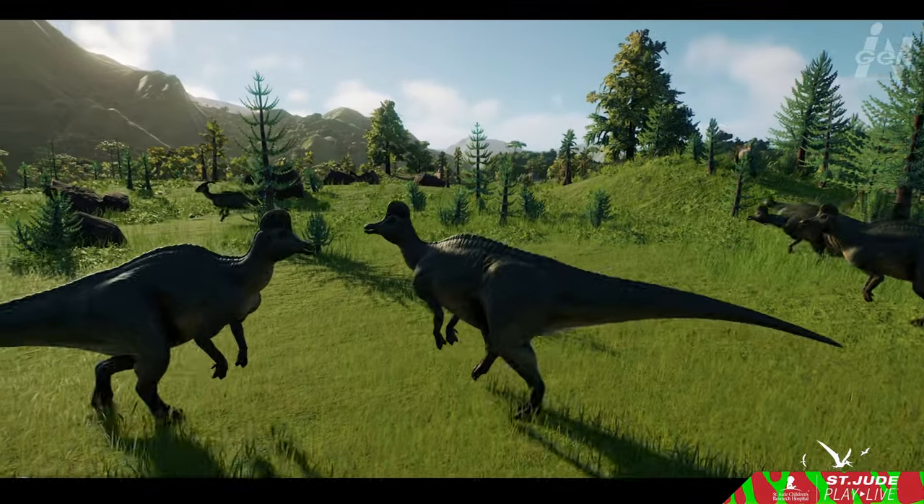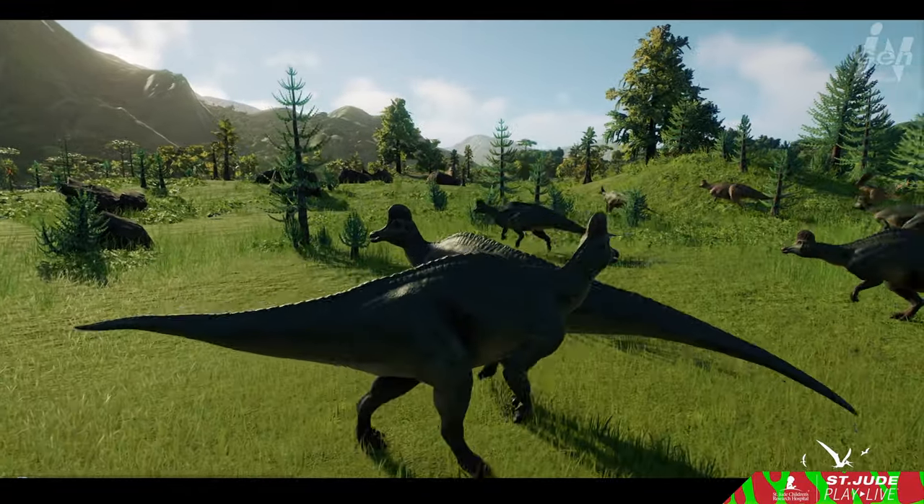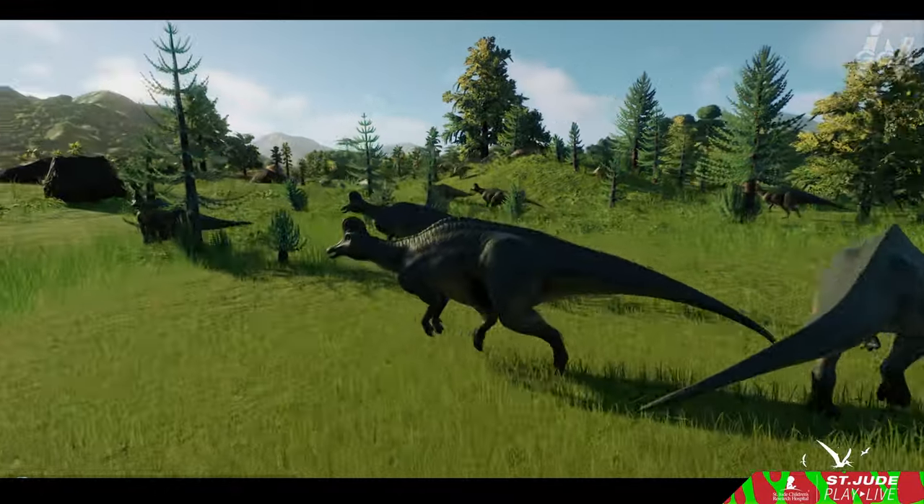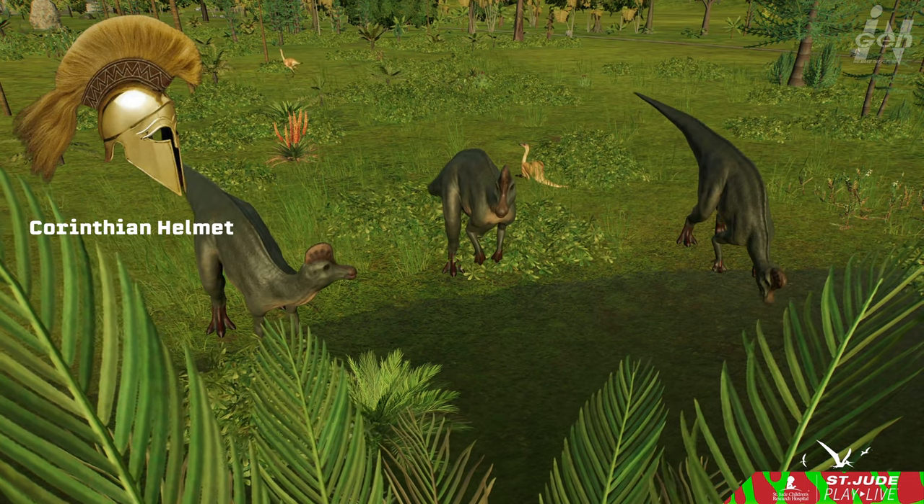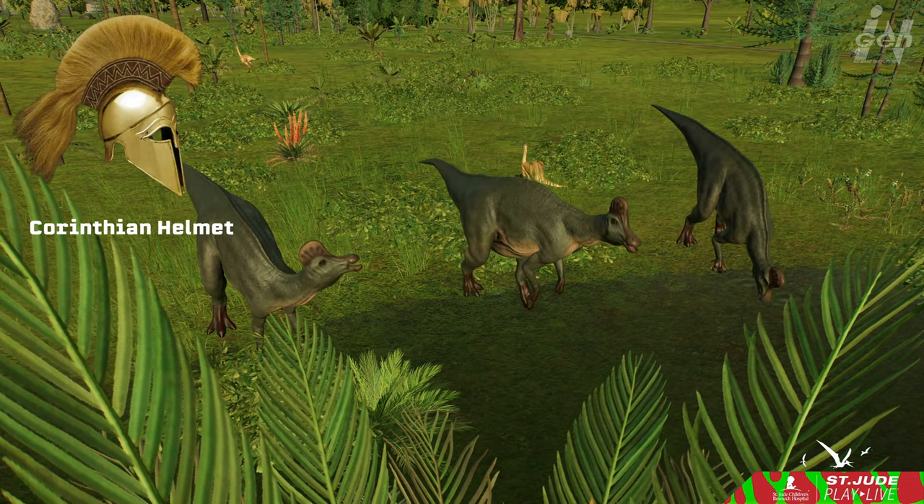After 3 years of studying the holotype skeleton, Brown gave it the name Corythosaurus, meaning helmeted lizard, because their crest resembled the Corinthian helmets worn by ancient Greek soldiers of the city-state of Corinth.